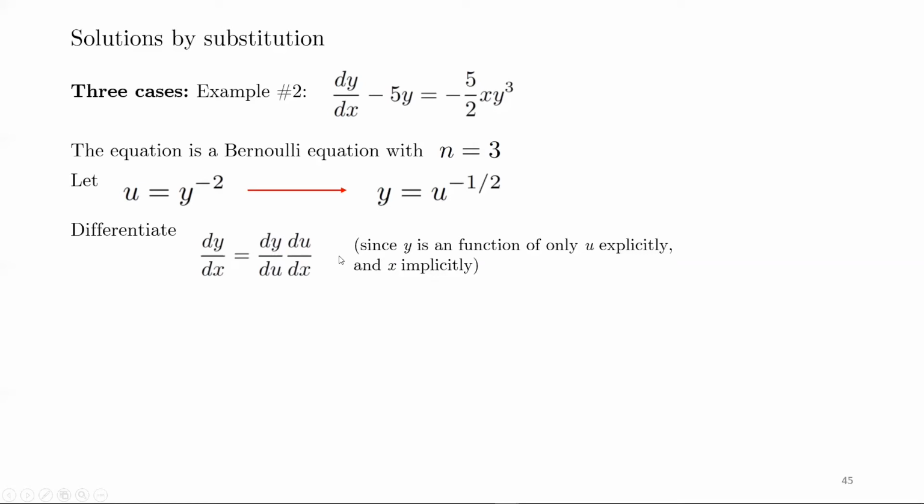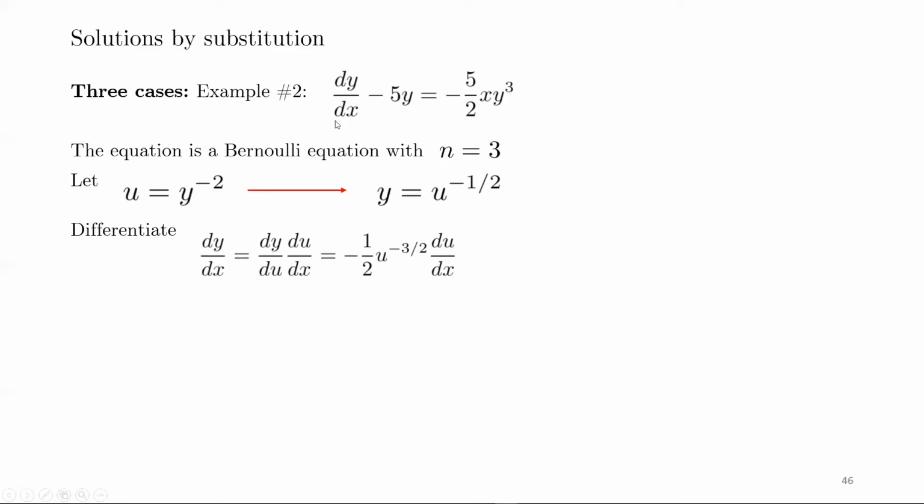So I can easily calculate this, right? So dy/du, I can differentiate this function here to simply get negative 1/2 u to the negative 3 halves. And du/dx, I'm just going to leave that as it is. Okay, I don't know the x dependence of u, so I can't do anything about this du/dx then. Now wherever I see a dy/dx in the equation, I can replace it with negative a half u to the power of negative 3 over 2 times du/dx.